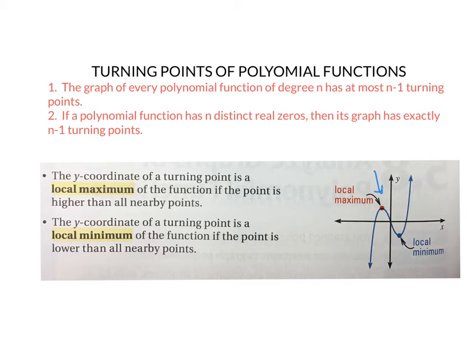The turning point is right there where it says local max and also local min. Those are turning points. That's where the graph turns from going up, or increasing, to going down, decreasing, and then going back up again. That's where the graph turns directions. Okay, a couple of facts about those.